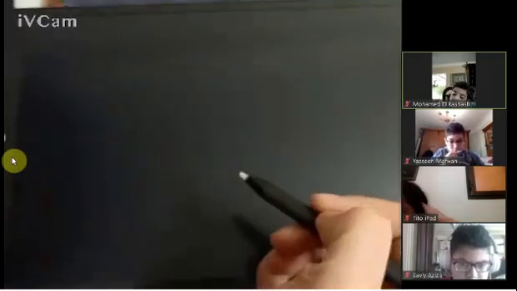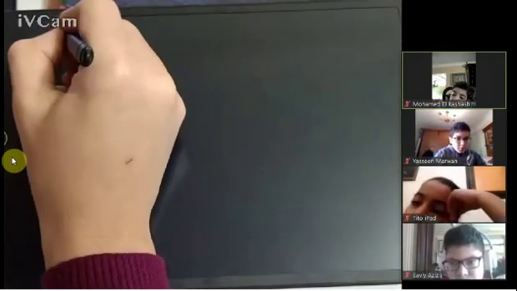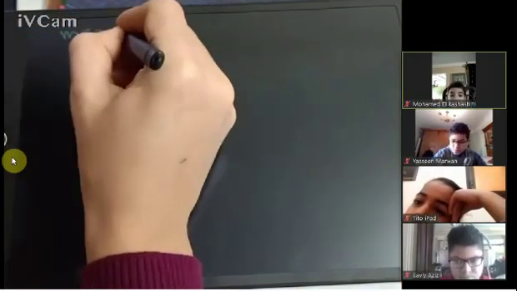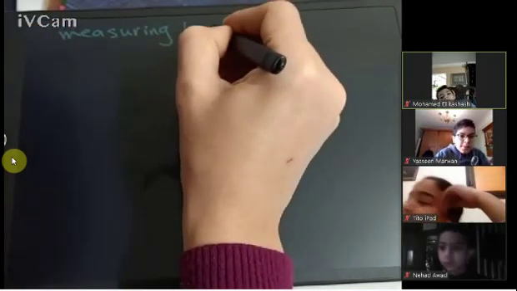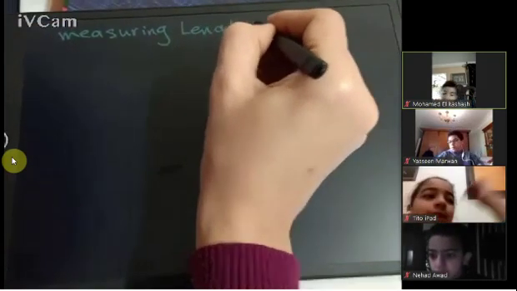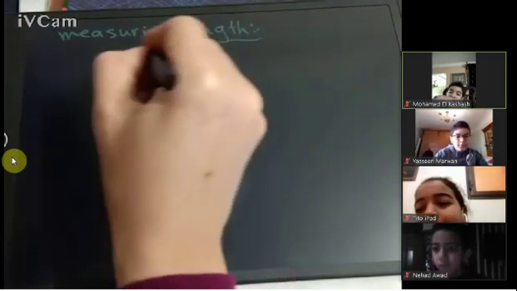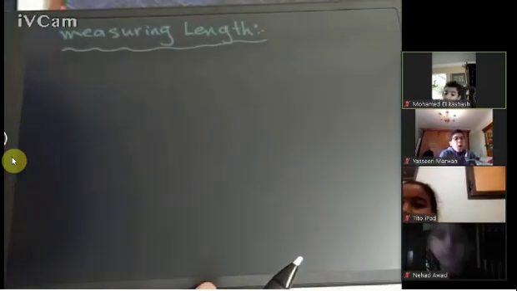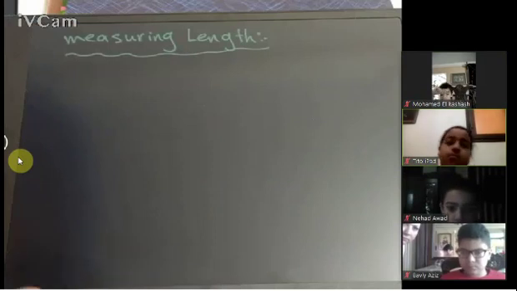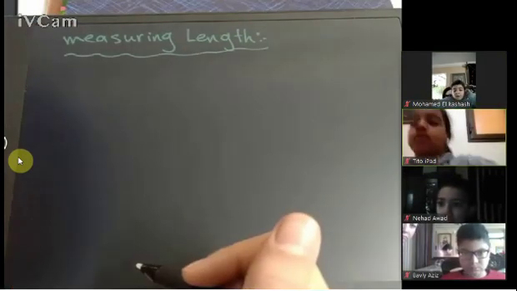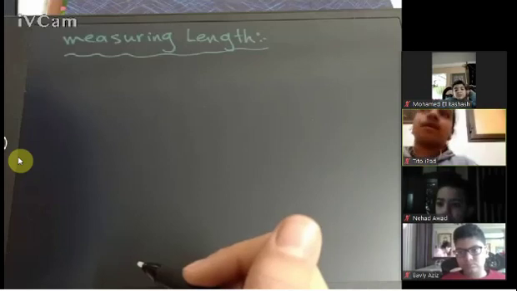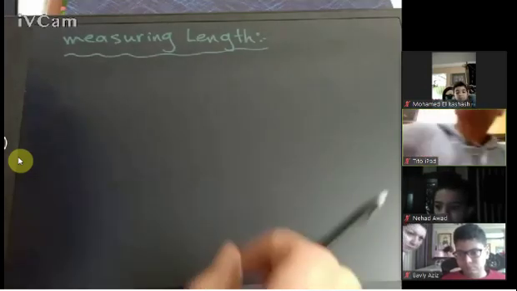The first thing that I will start with is measuring length. We have a unit in the geometry and it's called measuring. A whole unit is speaking about the measuring, and the first lesson that we explained on YouTube was measuring lengths.